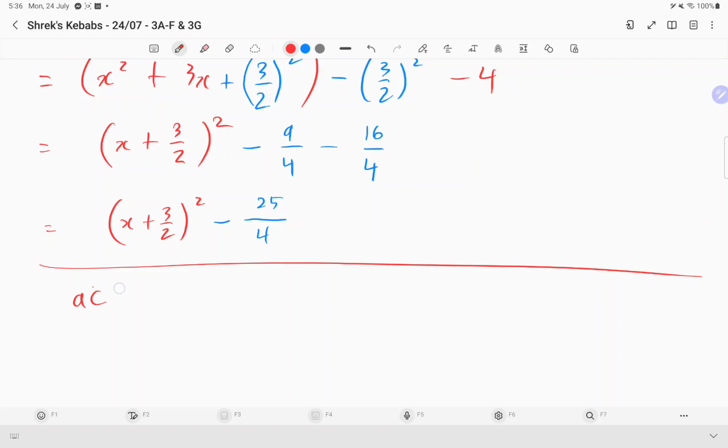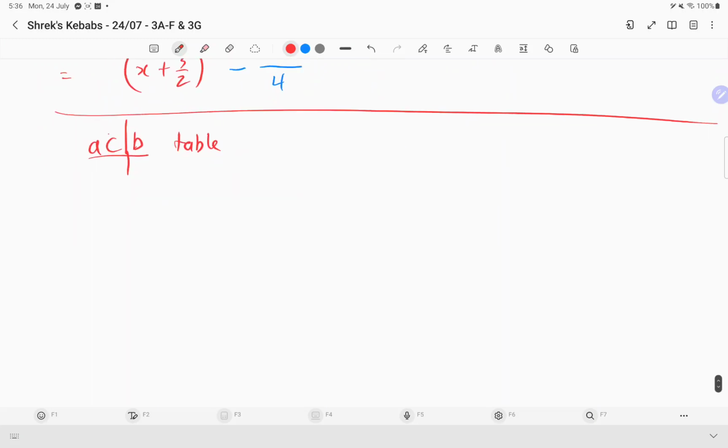Okay, this is the ACB table. You guys remember this? Okay, so how do you factorize something like this?